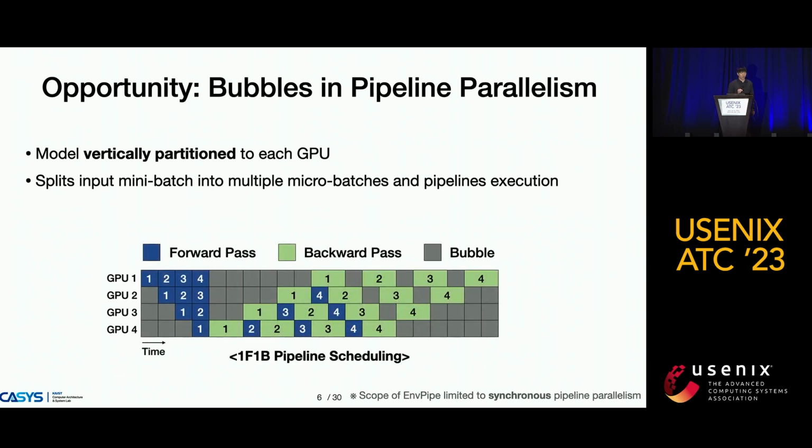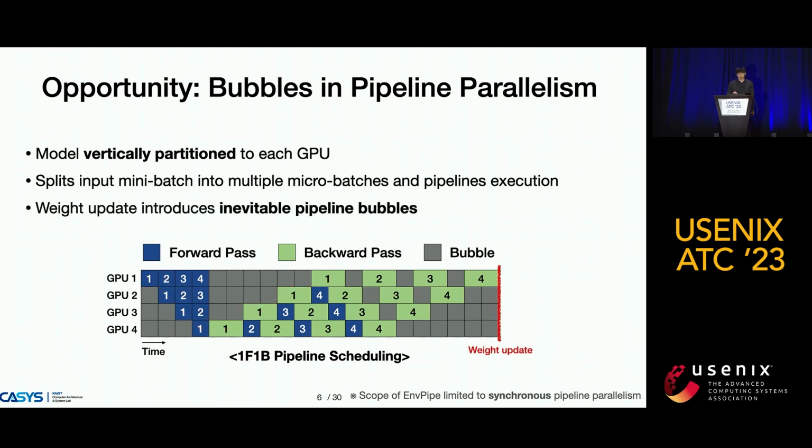The overall flow of pipeline parallelism looks like this figure. The blue box represents the forward pass, and the green box represents the backward pass. The number in the boxes represents the micro-batch ID. From GPU 1 to GPU 4, the pipeline executes the forward pass and sends activations. From GPU 4 to GPU 1, the pipeline executes the backward pass and sends gradients.